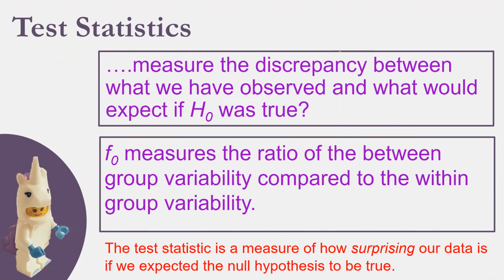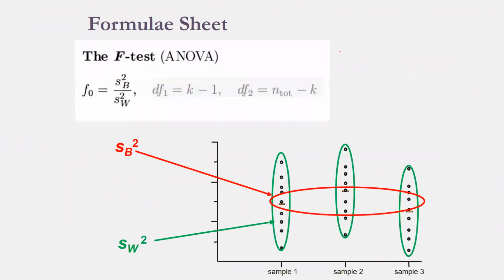This is technically what the F statistic is measuring. Okay, it's a measure of the ratio of the between group variability, so that's how much variability there is between the means, compared to the within group variability. So within group variability is how spread out the data is in the group. So let's look at it a bit closer.